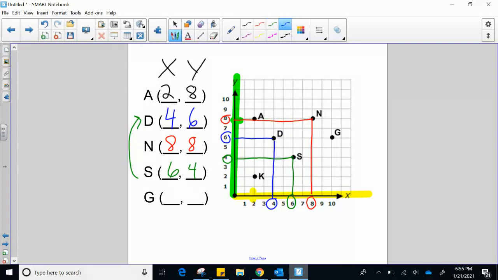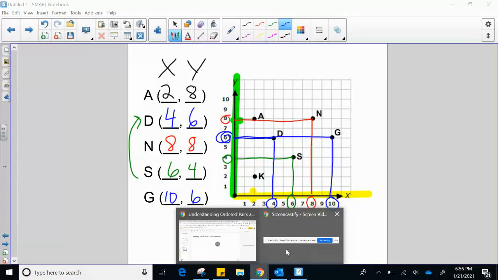And finally, for point G, I can see the x-coordinate would be 10 because it lines up with 10 on the x-axis. And the y-coordinate is 6, just like the D was there. So that would be ordered pair 10, 6. So you'll be trying some of these yourself. Remember, it's not just the pair of numbers, it's the order that matters. X is always first, then Y. How far over, then how far up.